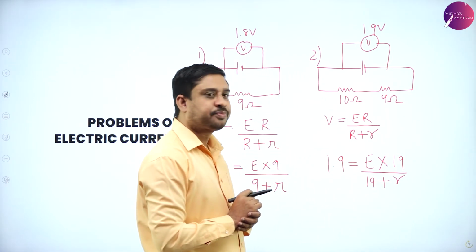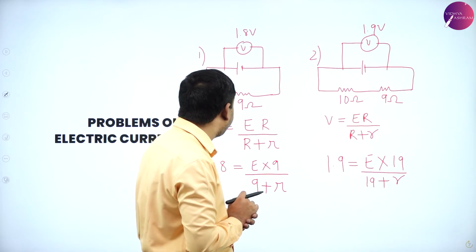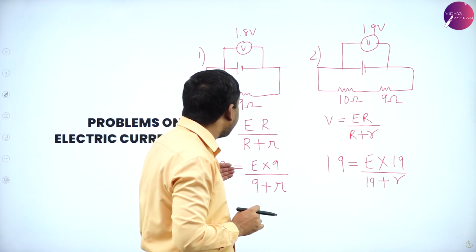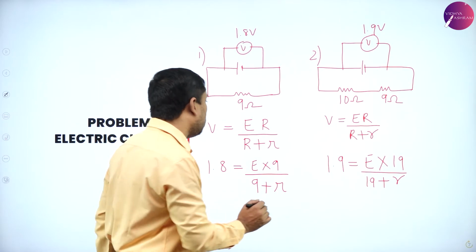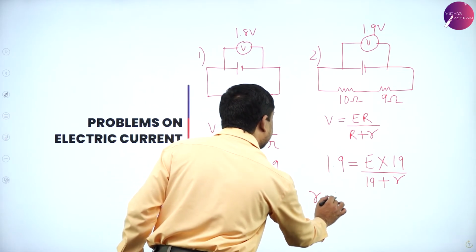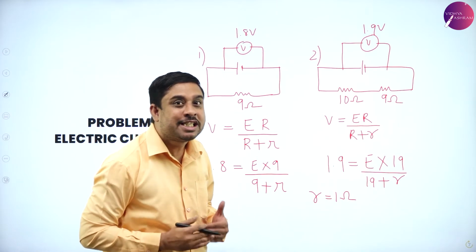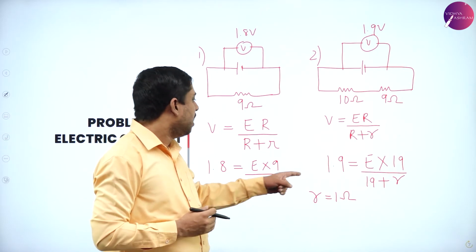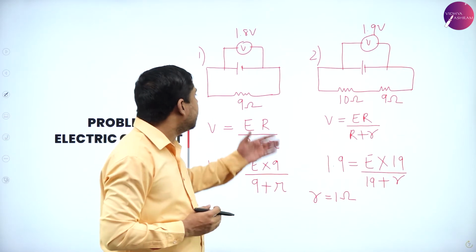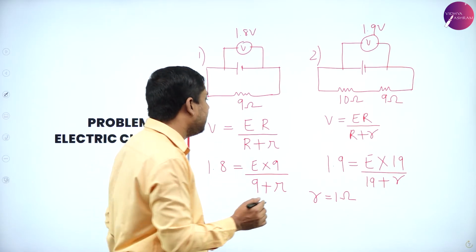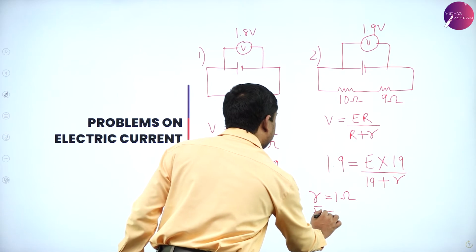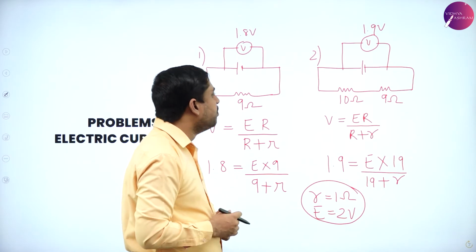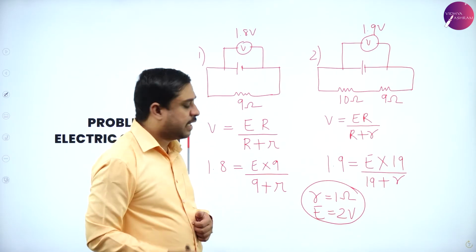So therefore, I want the value of r and E. Divide equation 1 by equation 2. r turns out to be 1 ohm. Please do the simplification. Take your calculators. r turns out to be 1 ohm. Substitute back in any other equation. E turns out to be 2 volts. So, very simple, students. We have arrived at the answer.